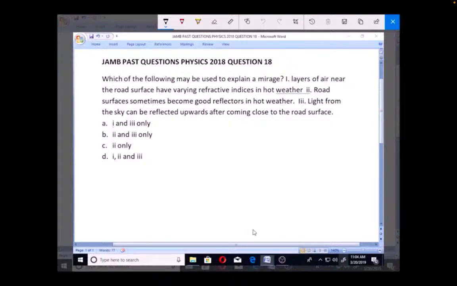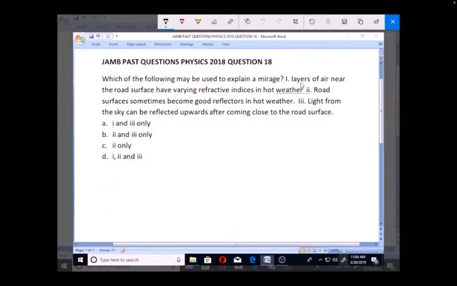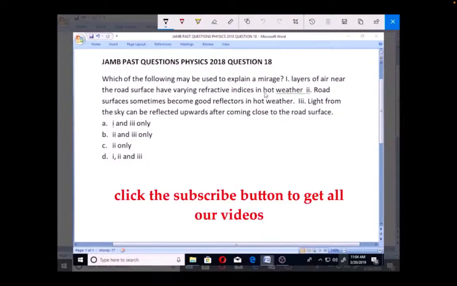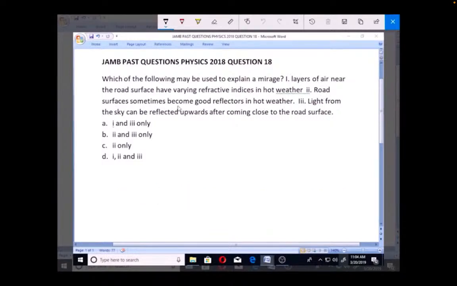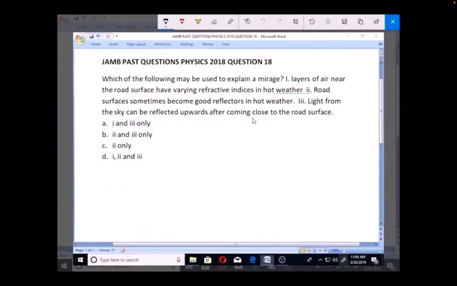Let's look at this question number 18 for JAMB past question physics 2018. Which of the following may be used to explain a mirage? I. Layers of air near the road surface have varying refractive indices in hot weather. II. Road surfaces sometimes become good reflectors in hot weather. III. Light from the sky can be reflected upwards after coming close to the road surface.